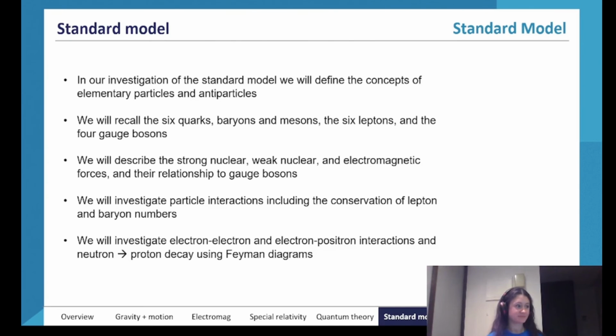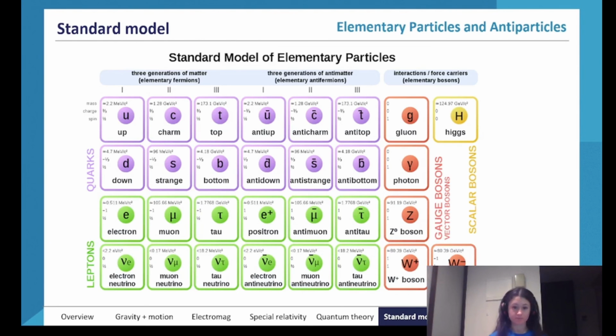Then we're also going to investigate particle interactions, including the conservation of lepton and baryon numbers. And then we're going to investigate electron and electron interactions and electron and positron interactions, and then neutron and proton decay using Feynman diagrams.